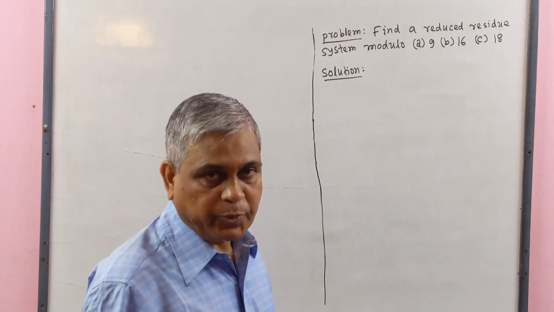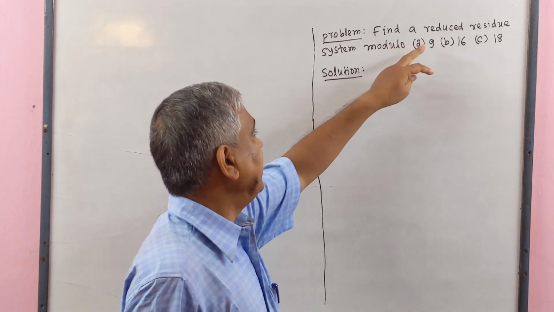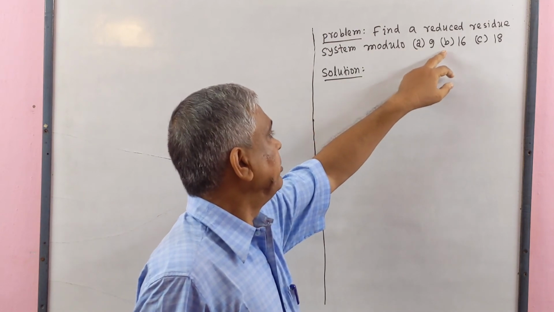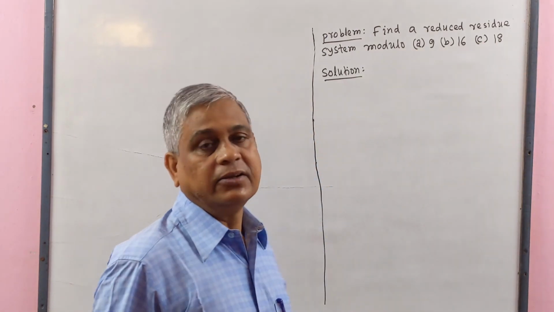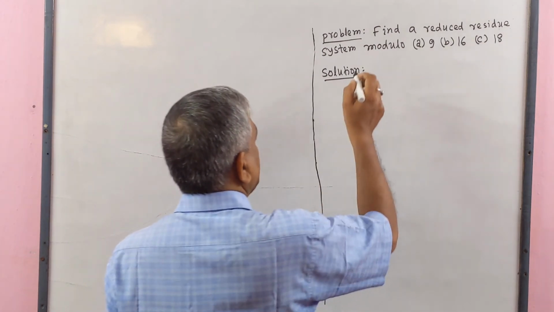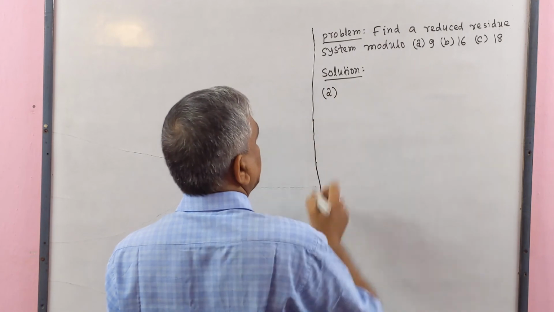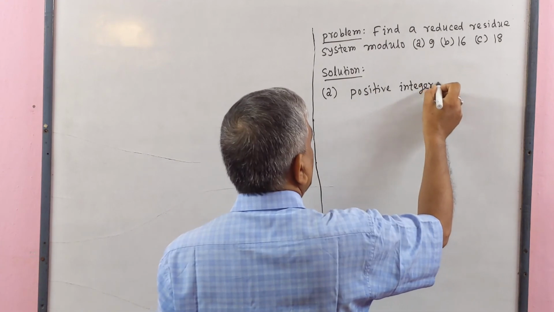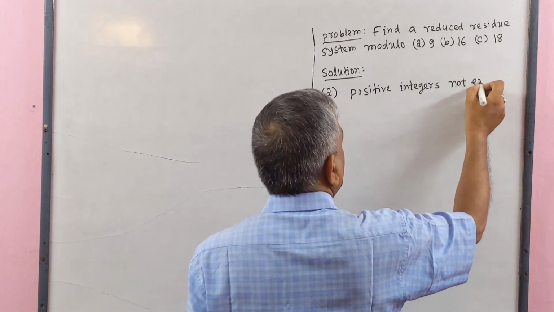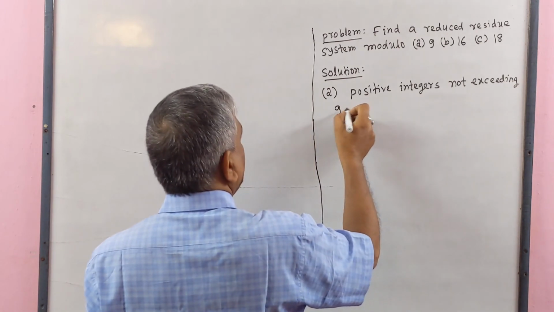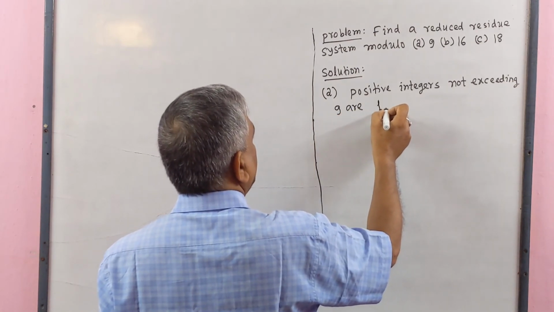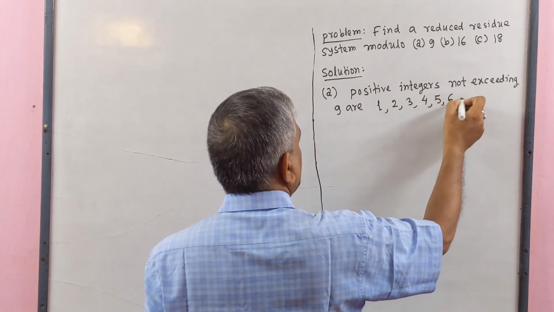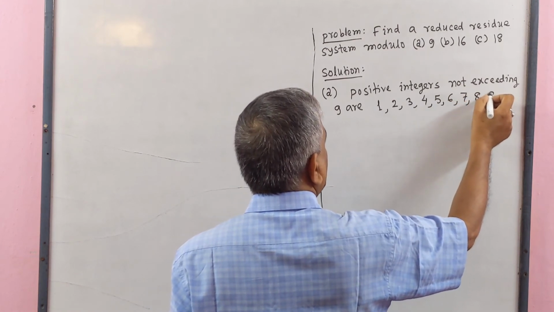Now we solve the next problem. Next problem is find a reduced residue system modulo A number 9, B number 16, C number 18. Firstly we solve A number. Positive integers not exceeding 9 are 1, 2, 3, 4, 5, 6, 7, 8, 9.